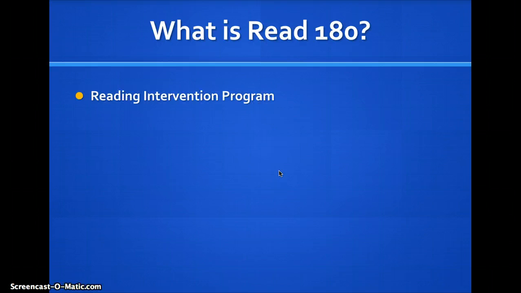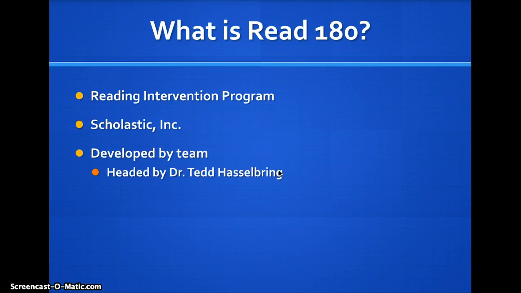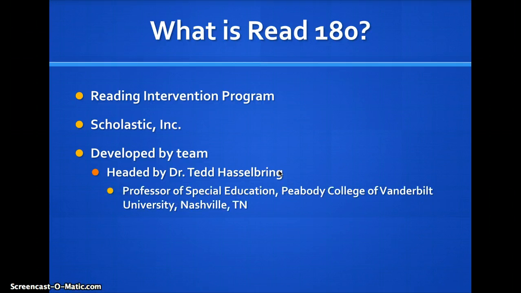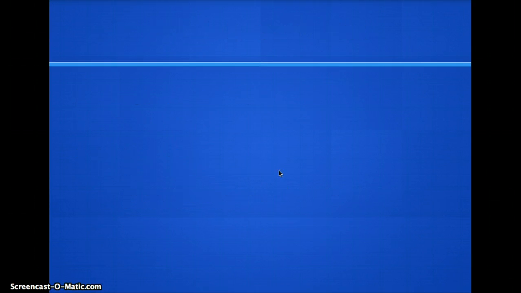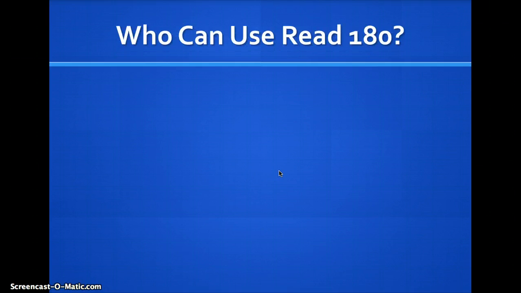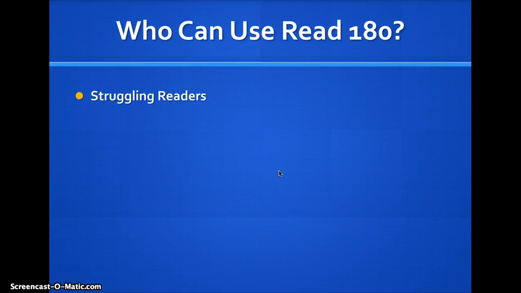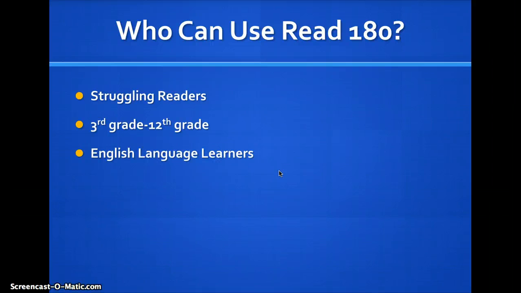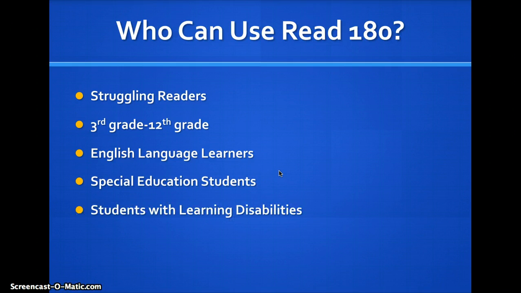What is Read 180? It is a reading intervention program created by Scholastic Incorporated, developed by a team of educators headed by Dr. Ted Hasselbring, a professor of special education at Vanderbilt University. Who can use Read 180? It is appropriate for struggling readers in grades 3 through 12, and is also appropriate for English language learners, special education students, and students with learning disabilities.